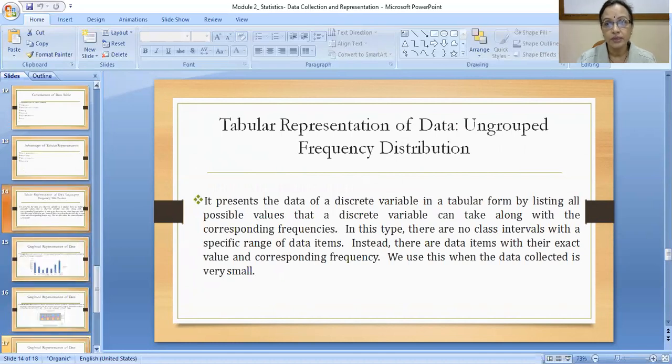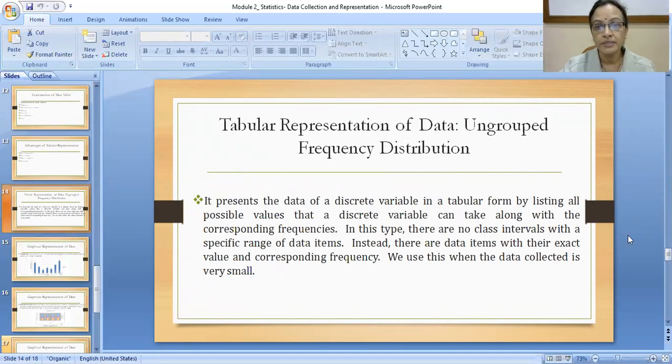Tabular representation of ungrouped data. So it is a frequency distribution. It presents the data of a discrete variable in a tabular form by listing all possible values that a discrete variable can take along with the corresponding frequencies. In this type, there are no class intervals with a specific range of data items. Instead, there are data items with their exact value and corresponding frequency. We use this when the data collected is very small.